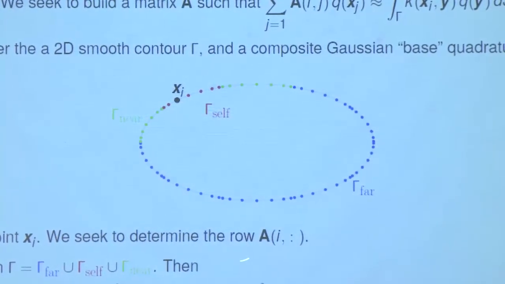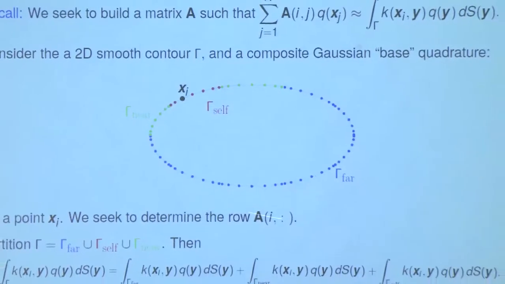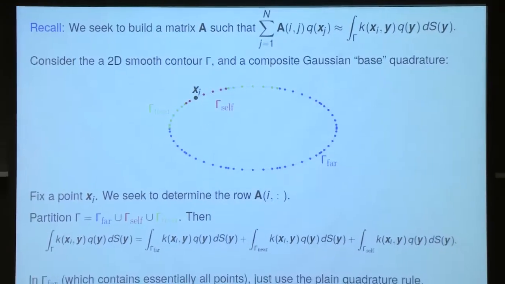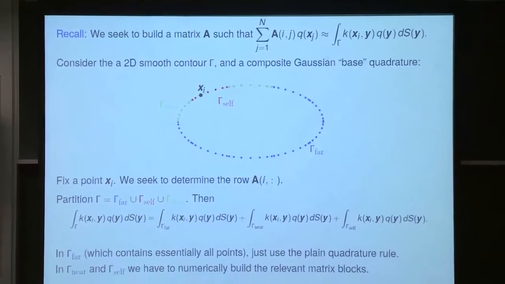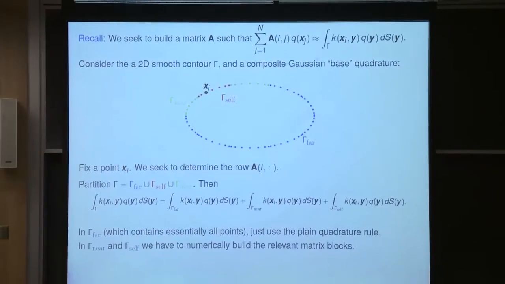And then the main point here being that in the far field, you're good. The kernel is smooth on the blue nodes. So there you just plug in your standard quadrature weights.